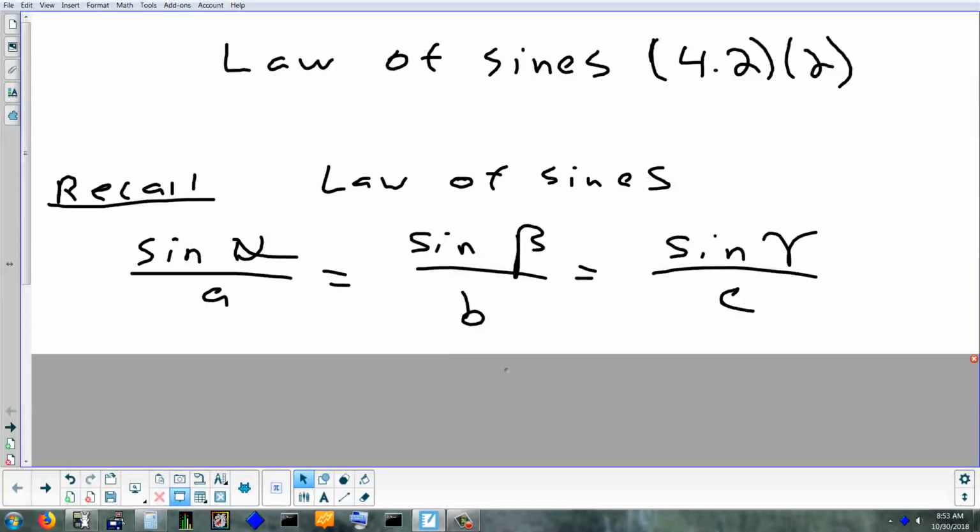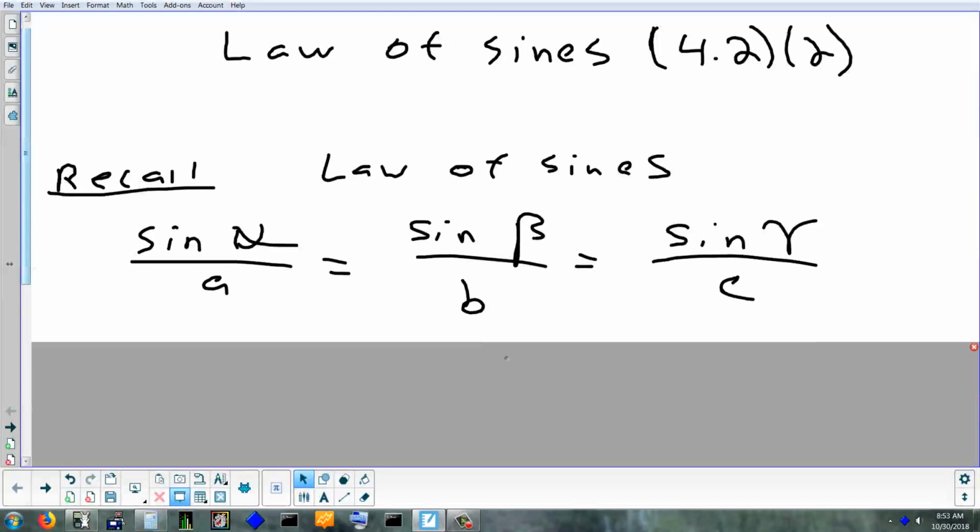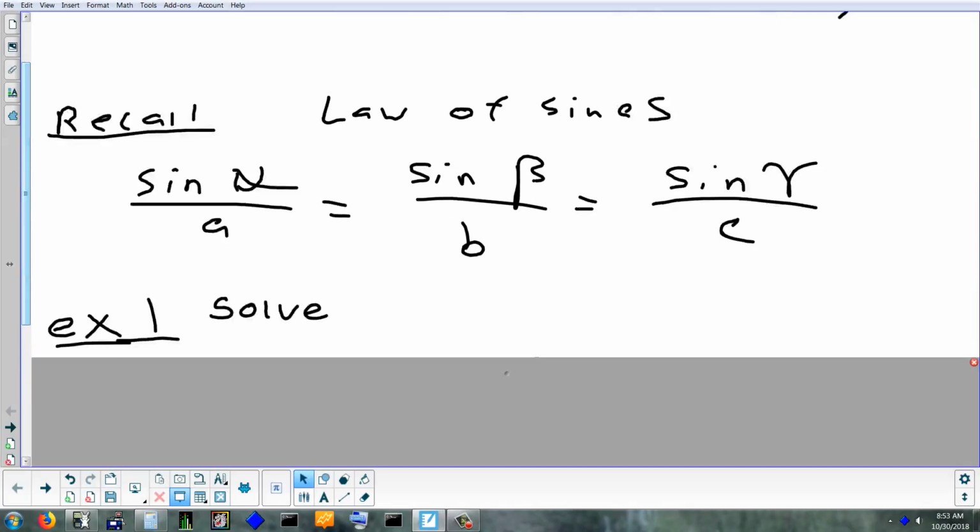Remember, you never use all three parts at the same time. You only use two parts at a time, which sets up a proportion. And then to solve a proportion, we cross multiply. As far as explanation, there is nothing I need to really explain today, other than just starting examples.